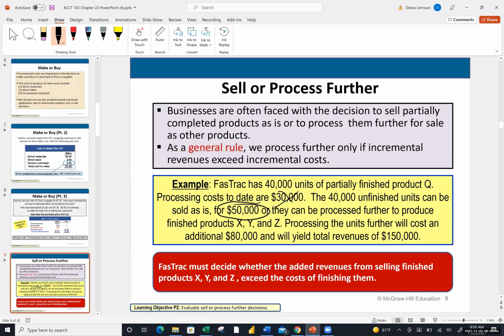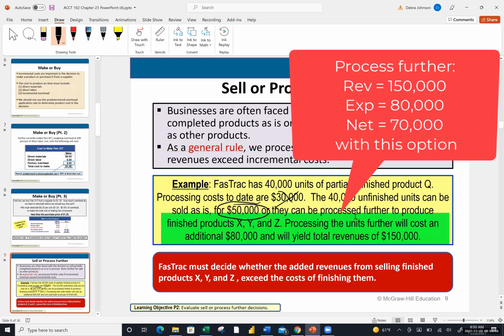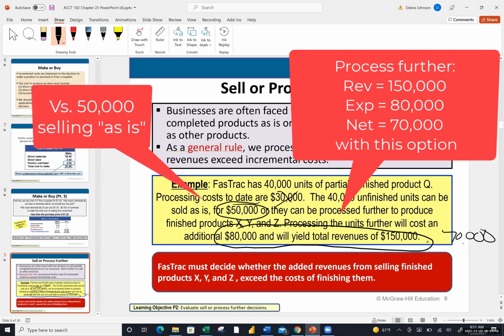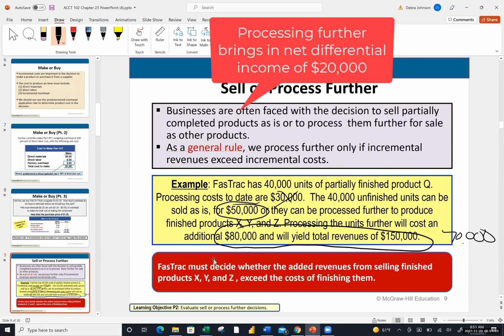Or they can process it further into 3 other different products. And again, on that honey, I'm thinking of honey with lavender, or honey with this other herb, and honey with something else added to it. They could process it further, and that would cost, because it hasn't been done yet, an additional 80, but would yield revenues of 150. Okay, so when I look at this, that brings in a net of 70,000 versus revenue of 50,000. Which would you rather have? Well, you get 20,000 more from processing it further.